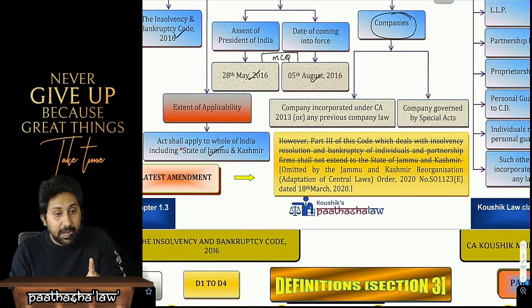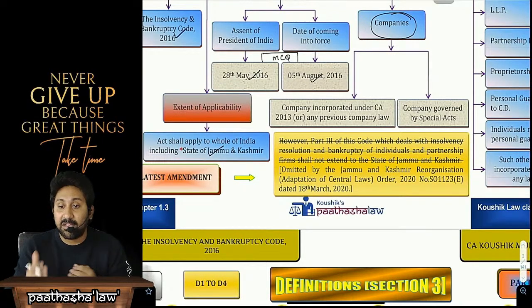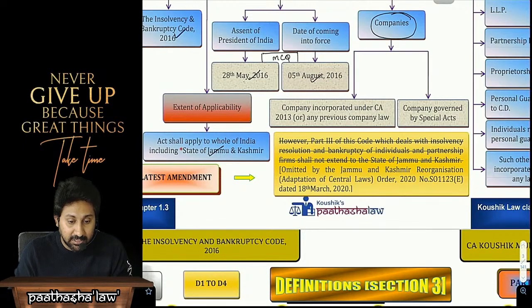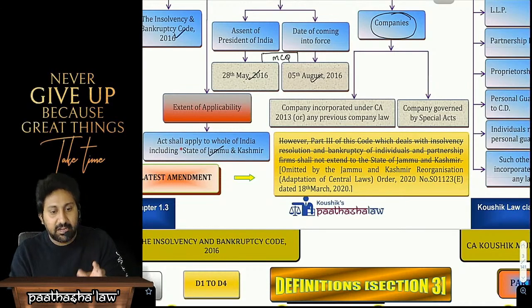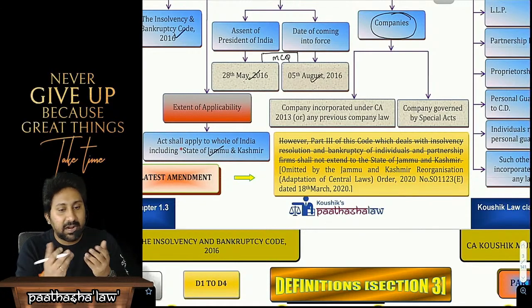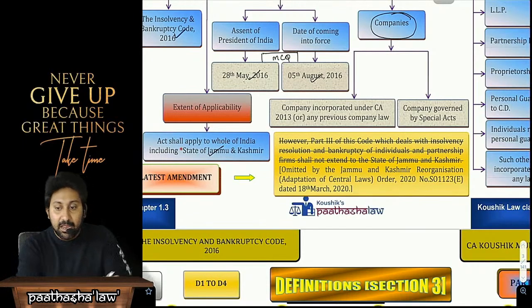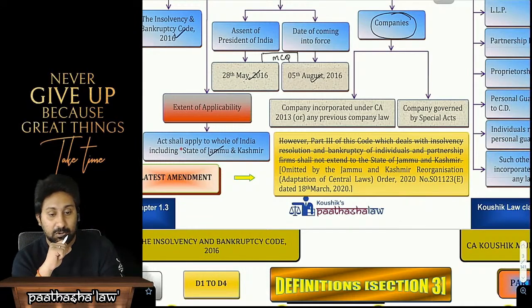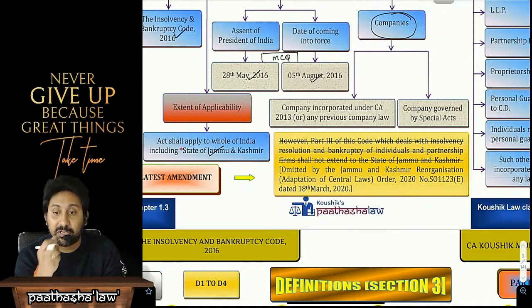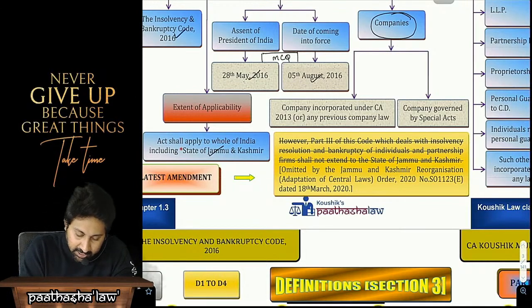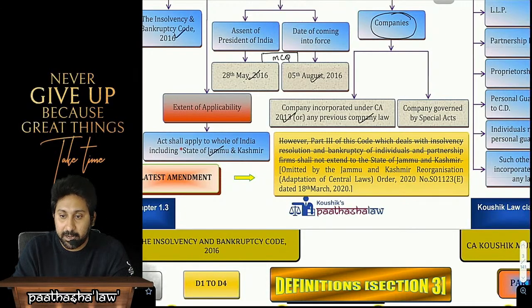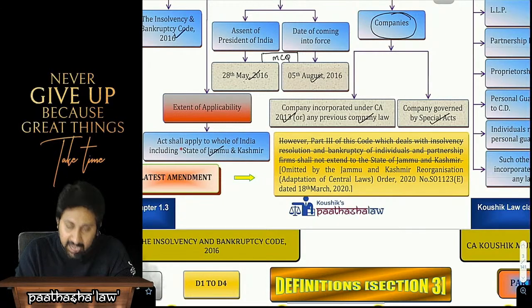If the word company is used in Companies Act, I need not give any explanation as to what is a company, because company is already defined under Companies Act. You need not get a doubt which company; company means company incorporated under Companies Act. But the term company is used in the Insolvency Code. Therefore, the problem is, what do we mean by company under the Insolvency Code? Which companies are covered? It covers two types of companies: companies under Companies Act or any other previous company law, or companies governed by special acts.